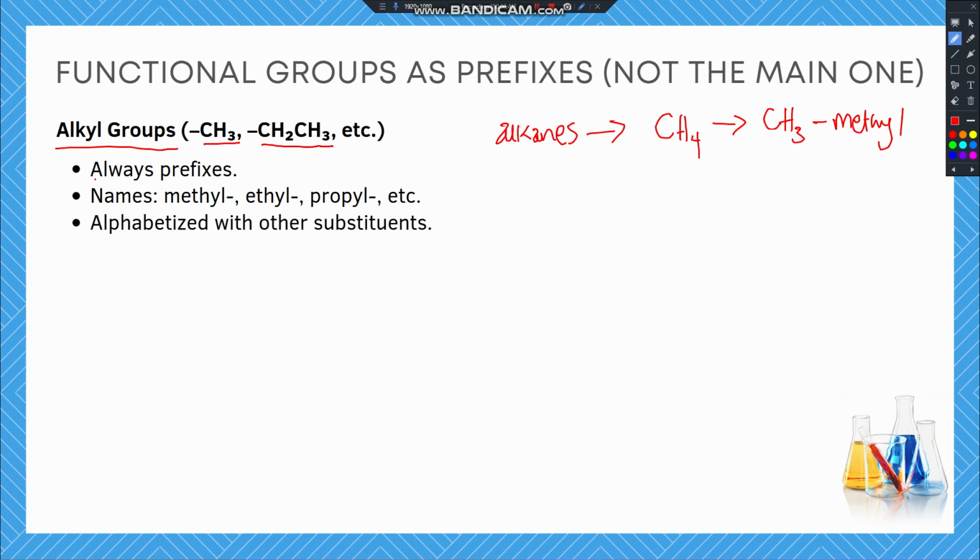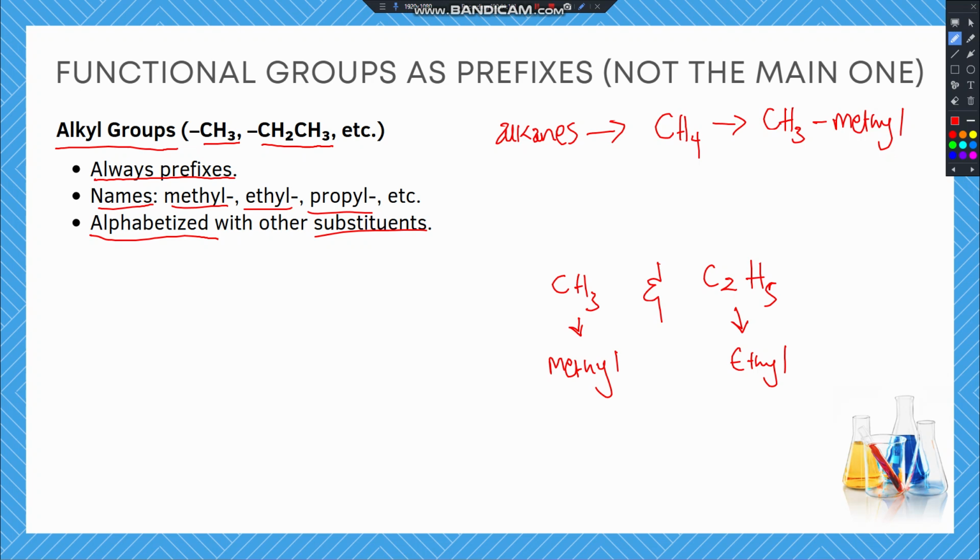And when they are in a compound, they are always treated as prefixes, okay? Their names are methyl, ethyl, propyl, butyl, and so on and so forth. And when you have more than one alkyl group in a compound, you alphabetize them with other substituents. So for example, let's say you have methyl, CH3, and you also have ethyl, C2H5 in a functional group. This one is called ethyl, and this one is called methyl.